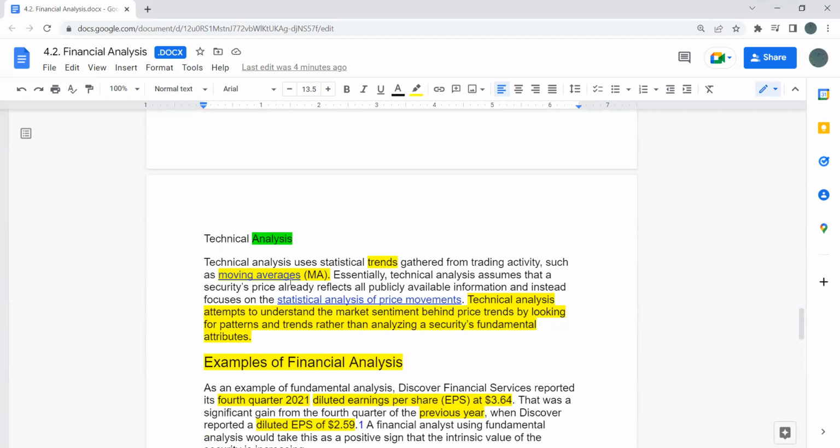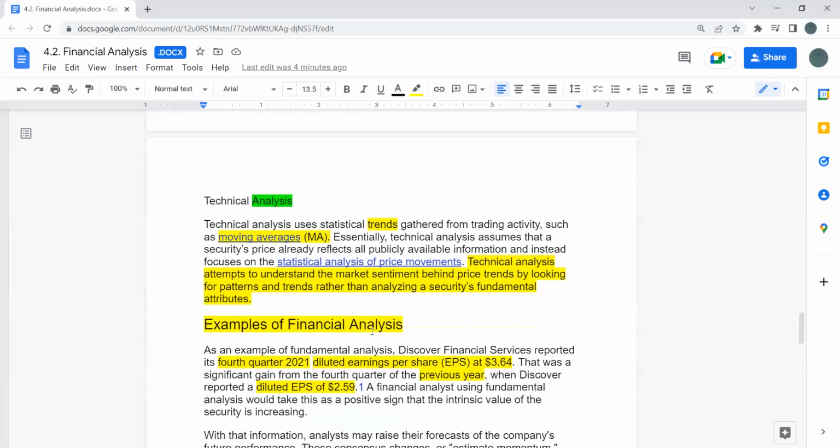Technical analysis: they focus on the trends with moving averages, MA. Technical analysis attempts to understand the market sentiment behind the price change by looking for patterns and trends rather than analyzing a security's fundamental attributes.